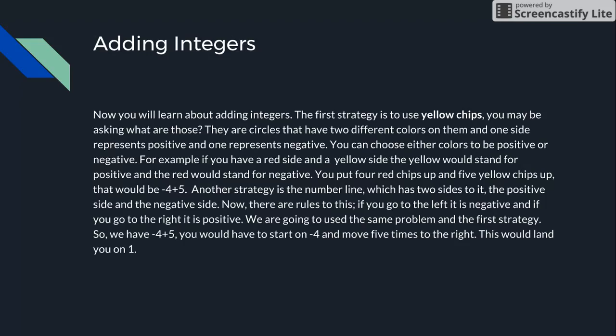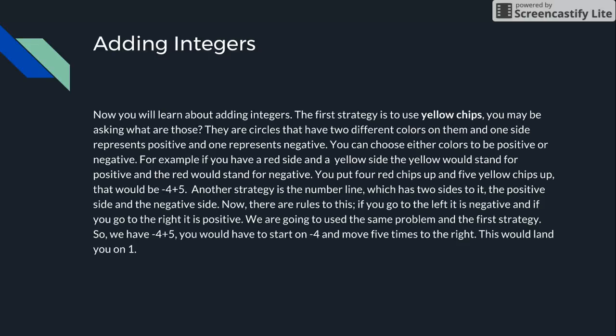Adding integers. Now you will learn about adding integers. First strategy is to use yellow chips. You may be asking, what are those? They are circles that have two different colors on them, and one side represents positive and one side represents negative. You can choose either color to be positive or negative. For example, if you have a red side and a yellow side, the yellow would stand for positive and the red would stand for negative. You put 4 red chips up and 5 yellow chips up. That would be negative 4 plus 5.